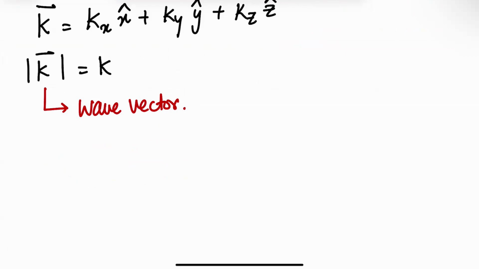Okay, so let's actually do that now. What is this wave vector? So k is 2 pi by lambda. This represents spatial frequency.